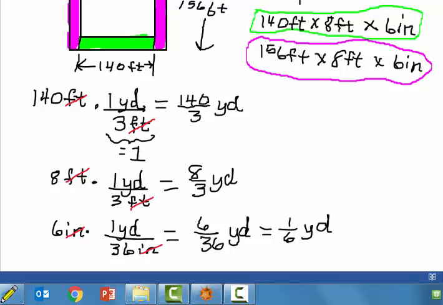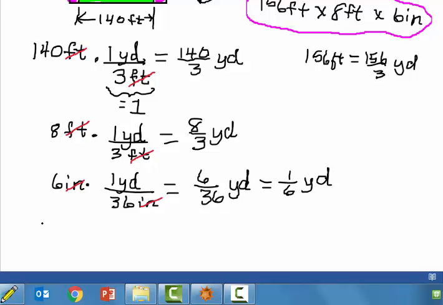And I need to do that with all of the dimensions. So you hopefully see the pattern. I'm going to kind of shortcut this. 156 feet is 156 over 3 yards. Again, 8 feet is 1/3 of a yard, and 6 inches is 1/6 of a yard. All right, so I have 2 strips of concrete, whose volume will be 140 over 3 yards times 8 over 3 yards times 1 over 6 yards.